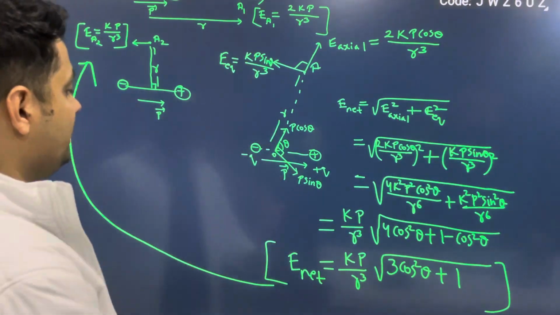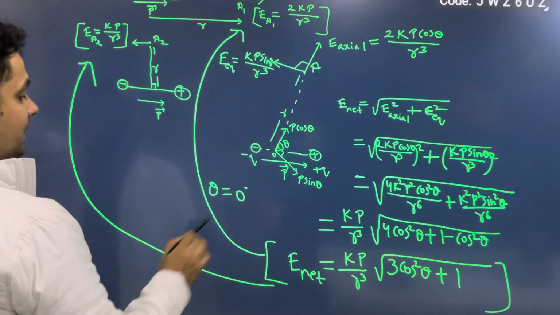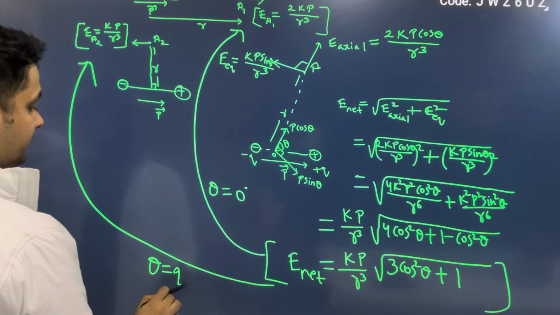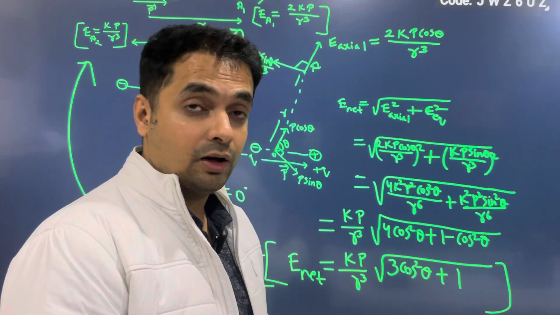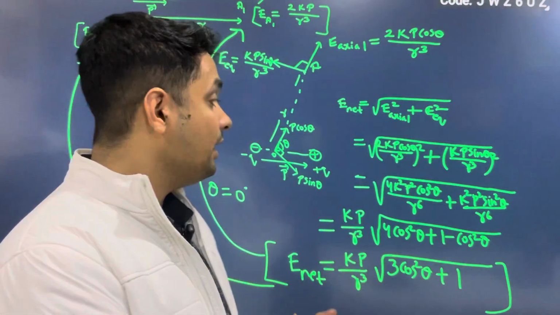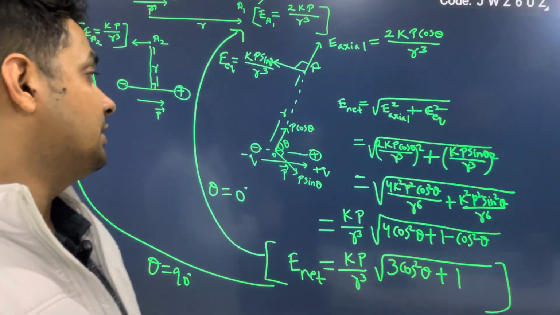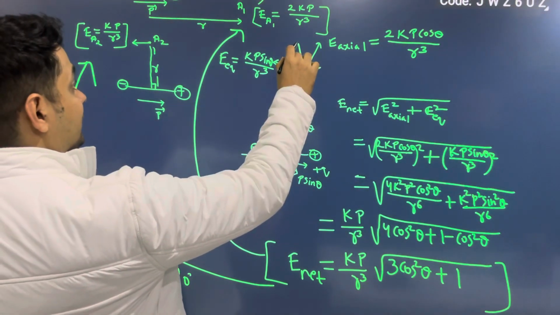So here the axial point is at theta equals 0 degrees, and here you will get theta equals 90 degrees. So this is the expression for electric field strength due to an electric dipole at any general point P. You can find the E net vector as it is here somewhere, the E net vector.